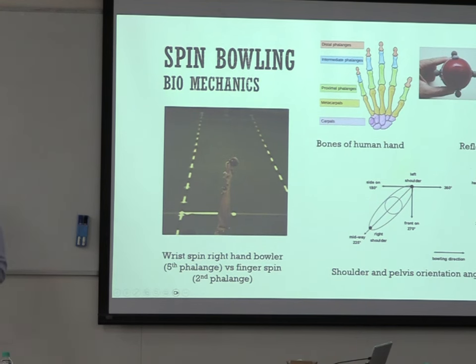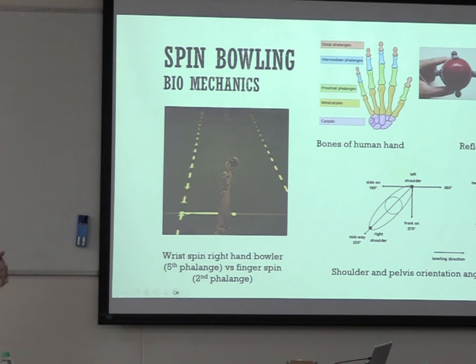There are two kinds of spin bowling. One is the wrist spin. Everyone at least understands what a wrist is. And then you have fingers. So there are two kinds of bowling. And the difference between them depends on which of your fingers leaves the ball last. So I'll demonstrate, and you have this diagram on the right also.